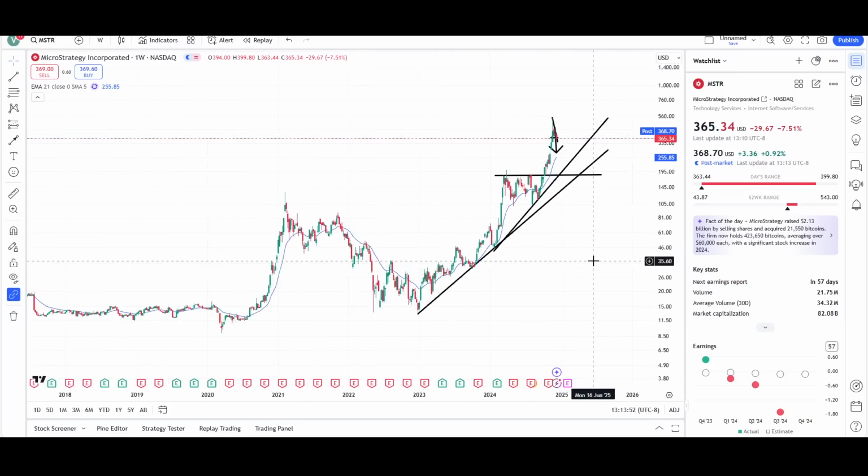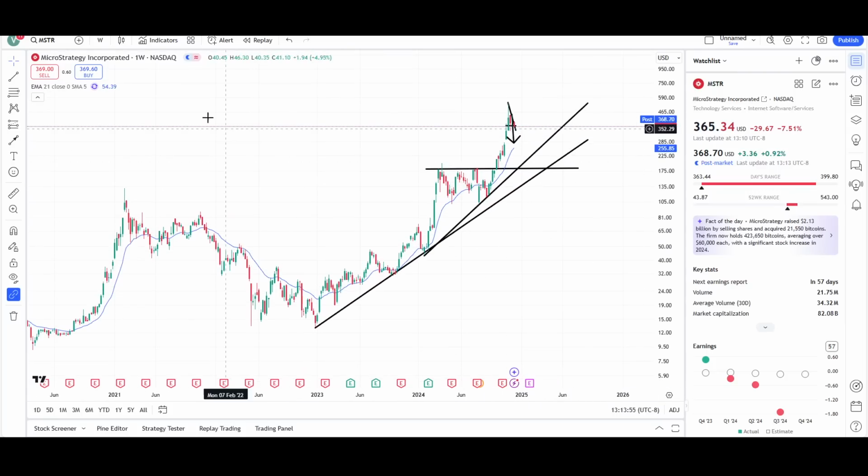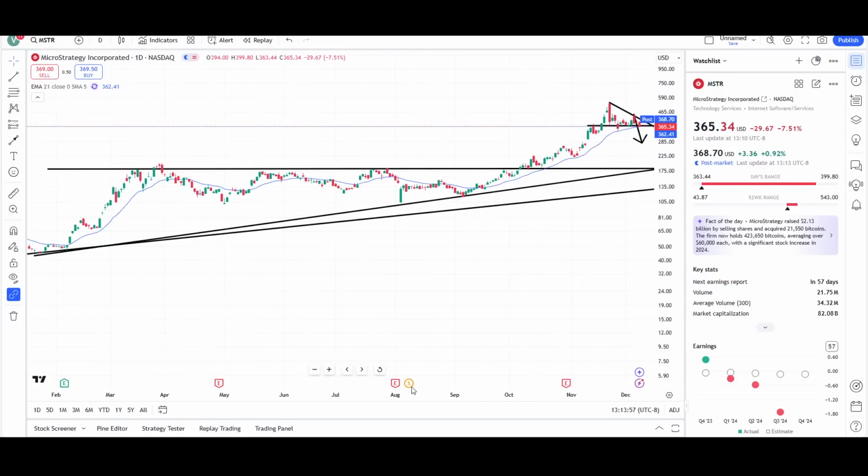So overall, MicroStrategy looking like it's pulling back. Nothing out of the ordinary. It's just expecting more downside.